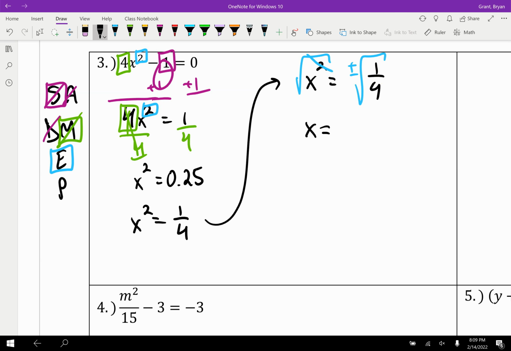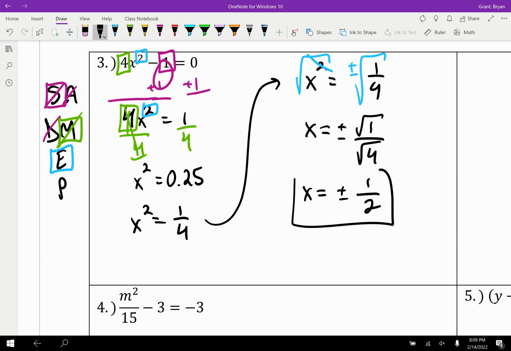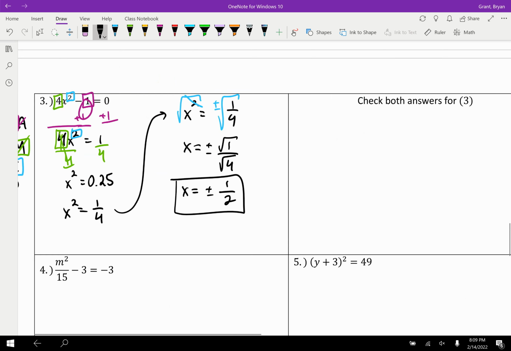Okay, plus or minus the square root of 1/4 here. We are going to use our distributive property. Still no killing puppies though. We're going to distribute that square root and end up with 1/2. Not bad.